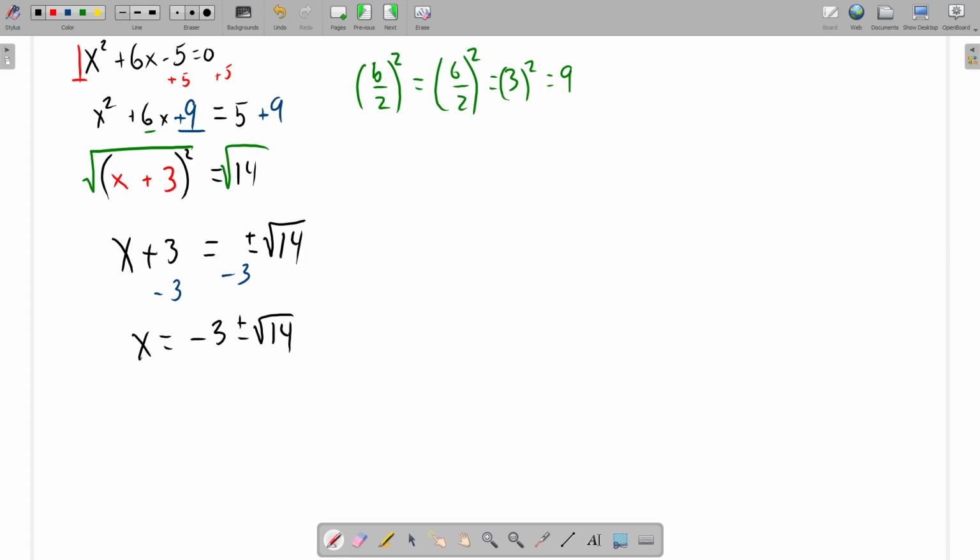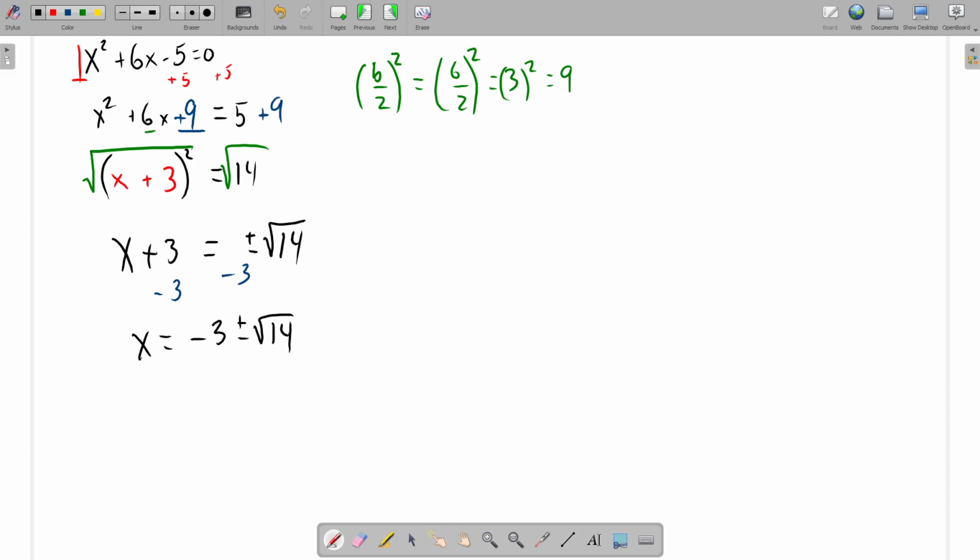Alright, so our answer looks like this. Why does our answer look like this? Why is it not just a whole number? Well, if we got two whole numbers, then that would mean that this would be a factorable quadratic. And if this quadratic was factorable, we would have solved it using factoring. But not all quadratics are factorable. So for the ones that are not factorable, we have this additional process that we can do to solve them.